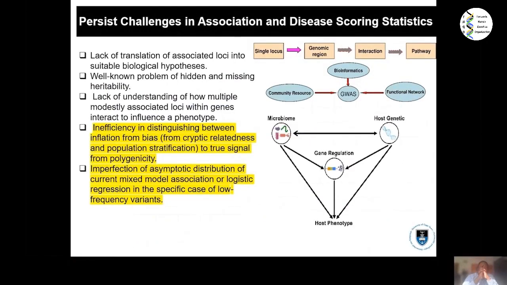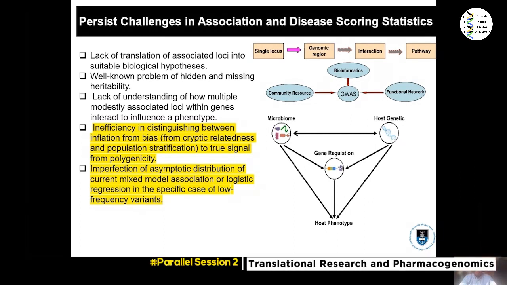So there's a persistent challenge, although many tools have been developed, and I'll mention two of them that people tend to neglect. The first one is the inefficiency of GWAS in distinguishing inflation from common non-bias cryptic relatedness from the true signal of polygenicity. When we do QC in GWAS, we tend to do as much as possible to reduce population stratification. By doing so, we are losing a lot of data that may actually explain polygenicity.